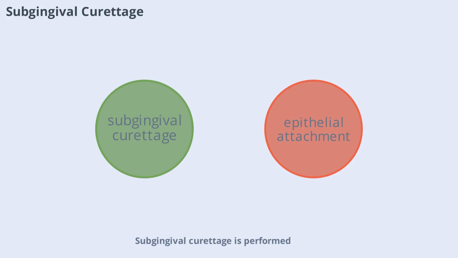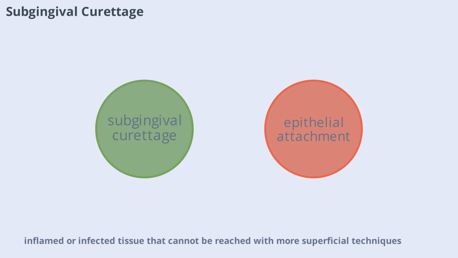Subgingival curettage is performed apical to the epithelial attachment, meaning it targets the tissue below the gum line and beneath the point where the gum attaches to the tooth. This approach is used when deeper cleaning is necessary to remove inflamed or infected tissue that cannot be reached with more superficial techniques. Subgingival curettage is particularly useful in cases of advanced periodontal disease.